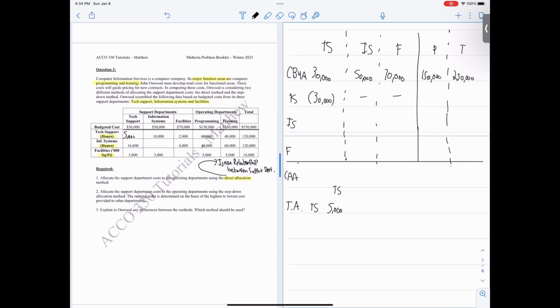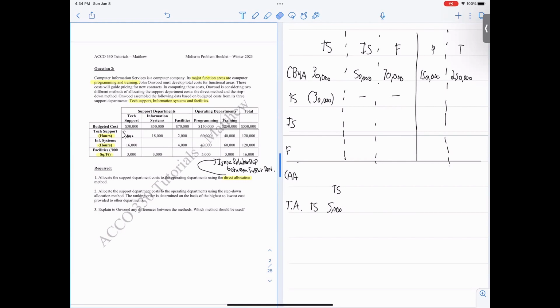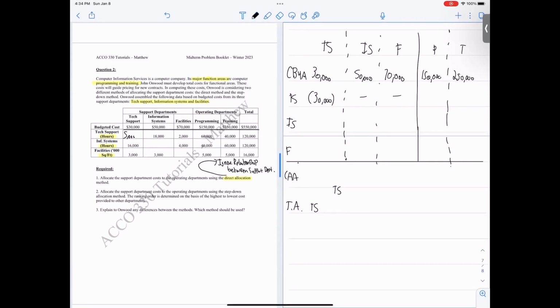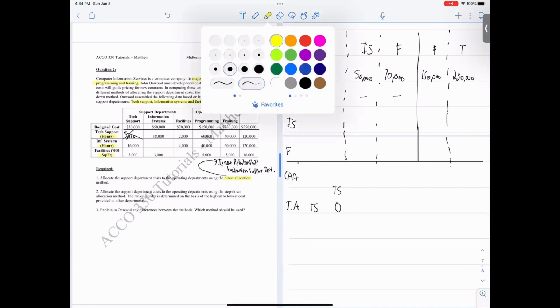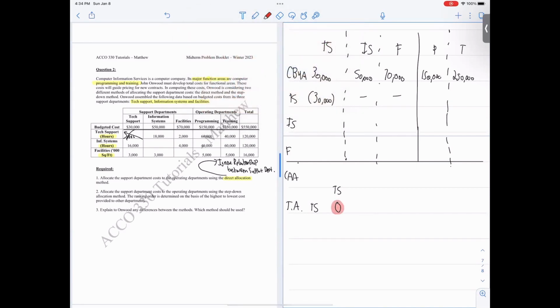You never do self-allocation. So if tech allocates 5,000 hours to themselves, you say no, no, no. The whole point is we help other people using our service. We allocate nothing to ourselves. We have to completely allocate our costs to the other departments. So if tech allocates 5,000 hours to themselves, we know this is a trap. We make sure to put 0 because we never do self-allocations. You never allocate to your own department. You allocate to the others.